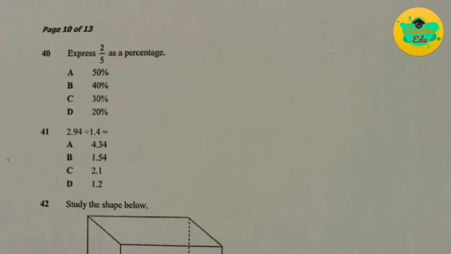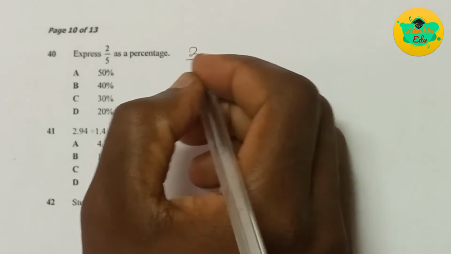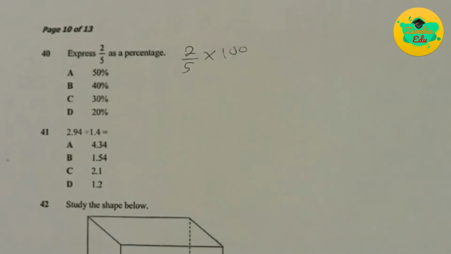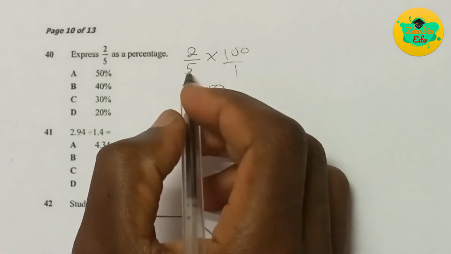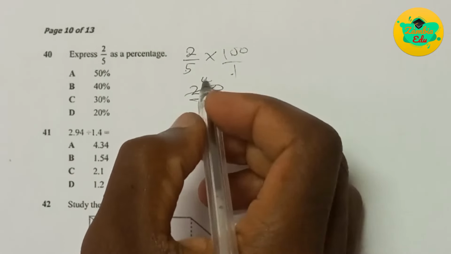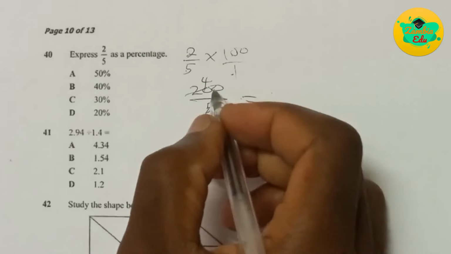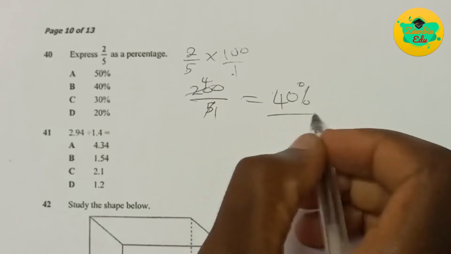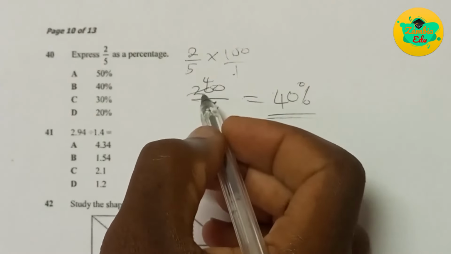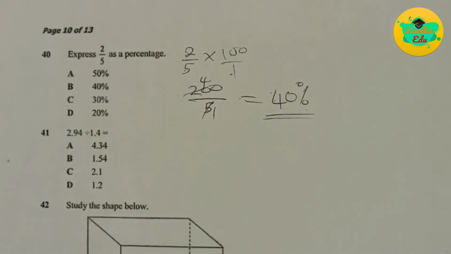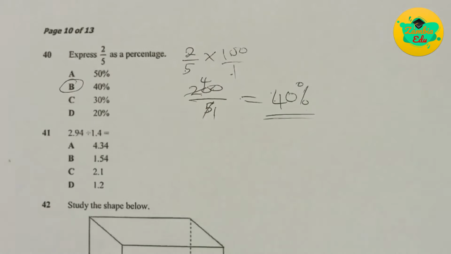Question 40 says, express 2 over 5 as a percentage. So we simply say 2 over 5 times 100 to make it a percentage. We can say over 1 there. 2 times 100 gives us 200 over 5 times 1 is 5. In short, 5 into 200 goes 40 times, and that becomes our percentage. And so 40% was option B.